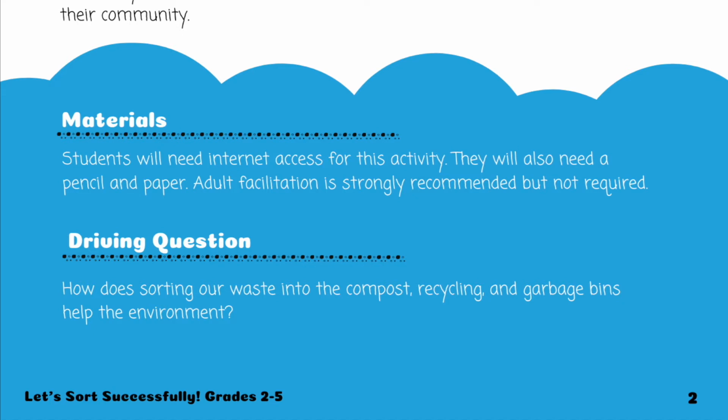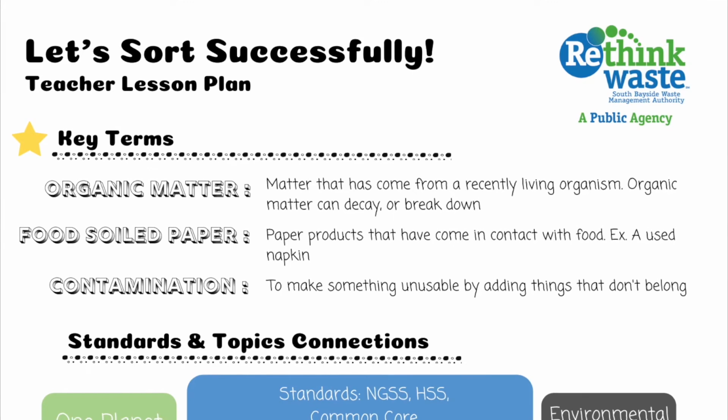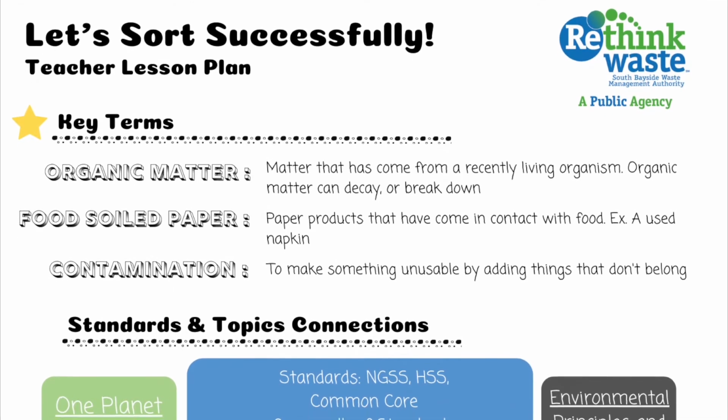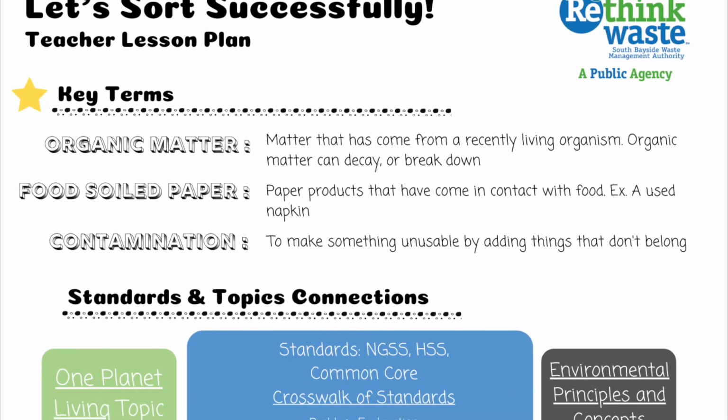Students will need a pencil, paper, and internet access for this activity. Adult facilitation is strongly recommended, but not required. Students will be asked to consider how sorting our waste into compost, recycling, and garbage helps the environment. Key terms for this lesson are organic matter, food-soiled paper, and contamination.